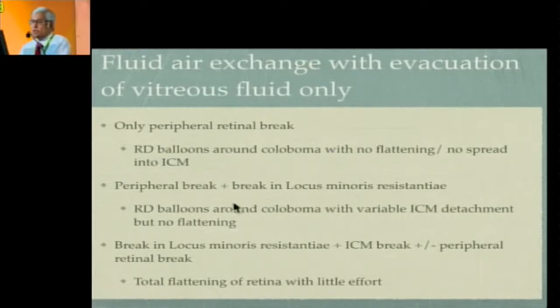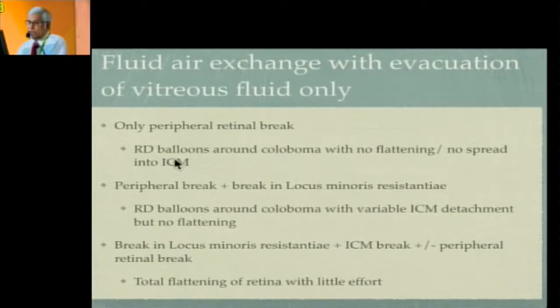So if you do fluid gas exchange with removal of the vitreous fluid alone from the optic disc or colobomatous floor, you find different behaviors in the three situations. If you have only a peripheral break, the detachment balloons around the coloboma because there's no communication between subretinal space and the vitreous cavity. There's no flattening of retina taking place and no spread into the ICM area.